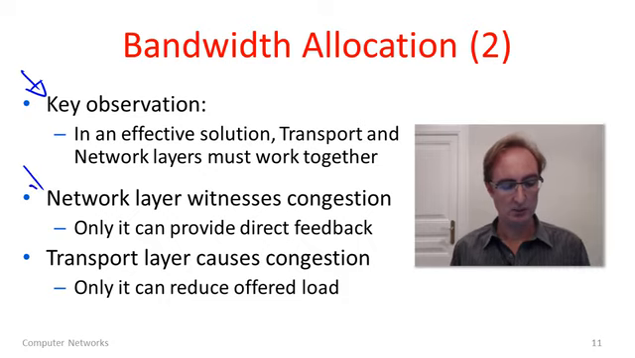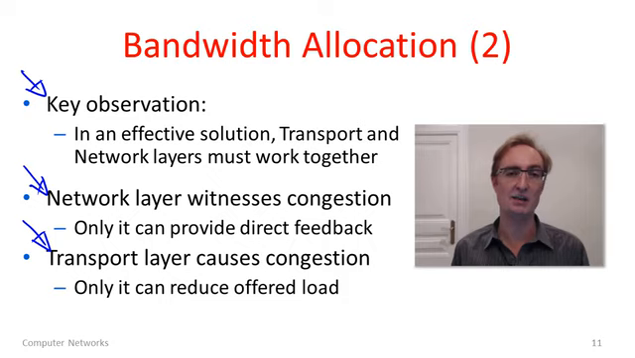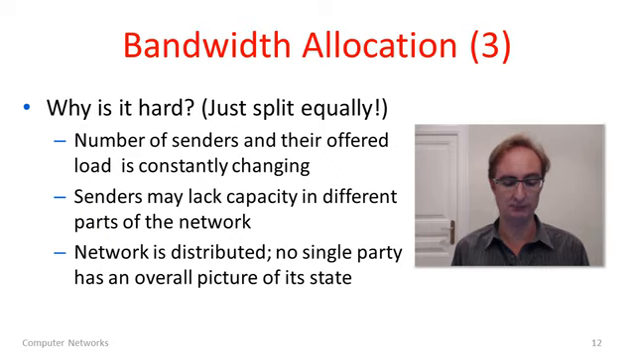Well, we need the network layer because we've seen congestion is something that manifests itself inside routers. That's the domain of the network layer. So only the network layer can directly see congestion and tell someone that it's occurring. On the other hand, the transport layer is the layer that is really injecting the traffic into the network on behalf of applications. It's the layer that's causing the congestion by offering the load. So it's the only layer that can really control this congestion by controlling the offered load. So they're both going to play a part.